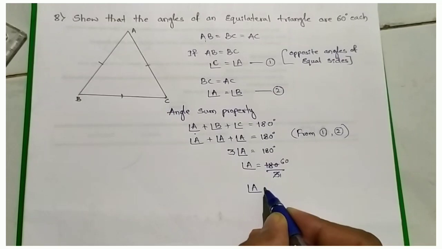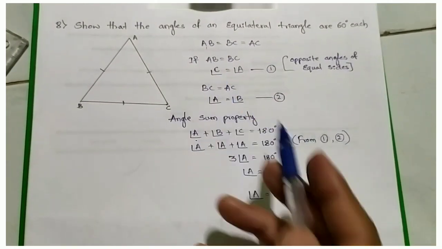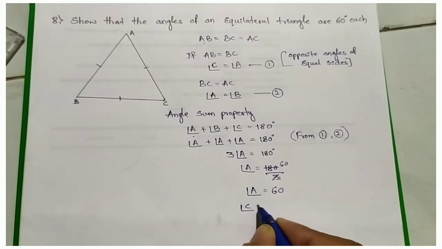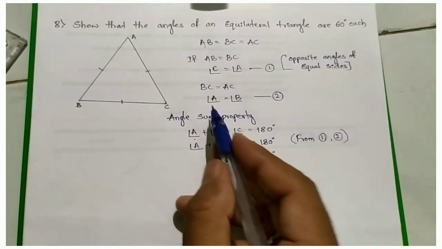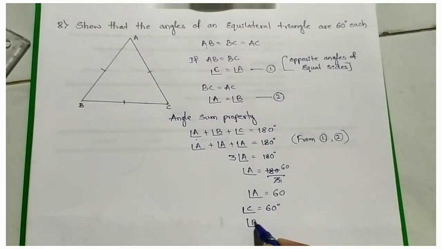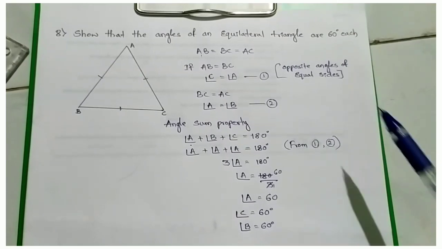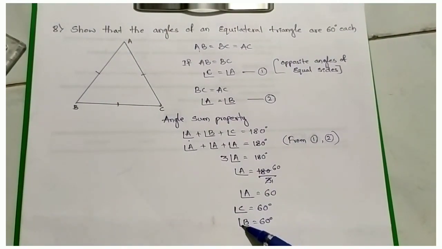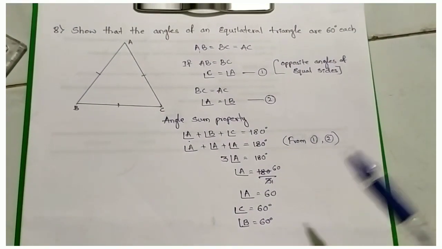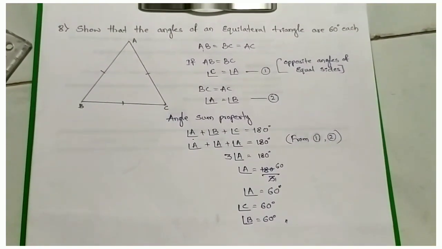So angle A equal to 60. So if we got angle A equal to 60, then angle C is also 60, and if angle A is equal to 60, then angle B is also 60. Angles of an equilateral triangle are 60 degree each. Yes, we are getting angle A, angle B, angle C, all are 60 degree. Okay, so this is our answer.